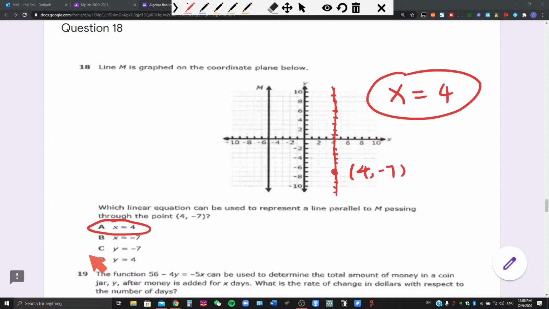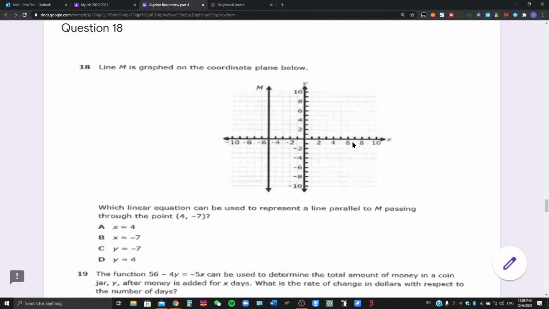I only define x. X must be 4, but y can be anything, so we don't need to talk about y. But x must be 4. So that's the formula for this. This is not actually a function. We can say this is a graph, this is an equation, but it's not a function. If you remember, this is not a function. Okay.